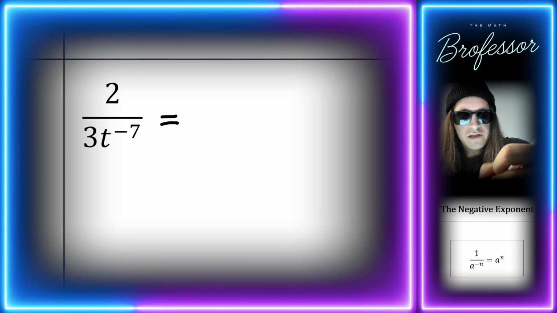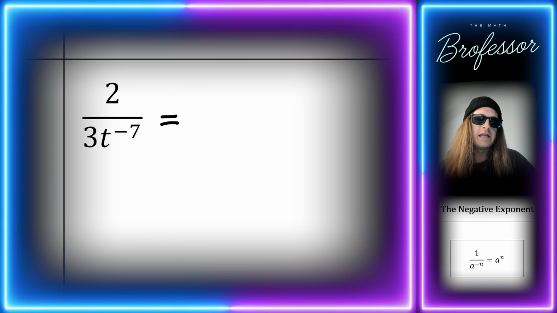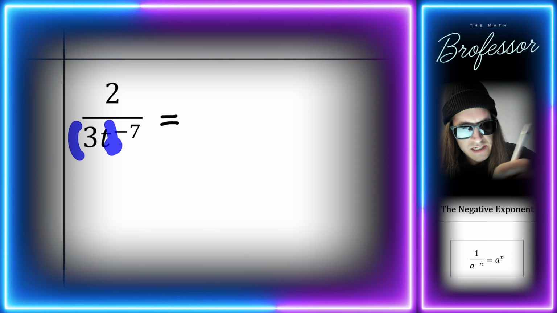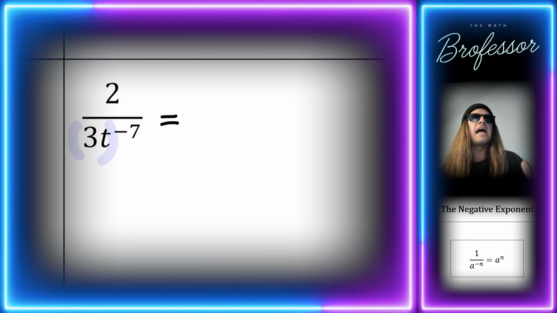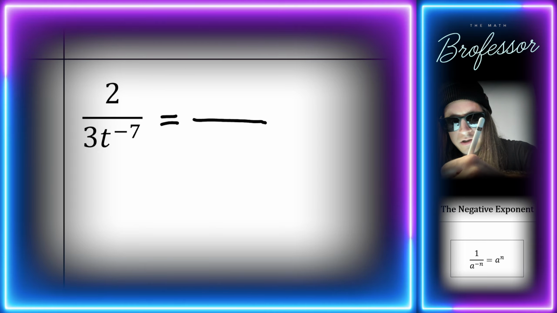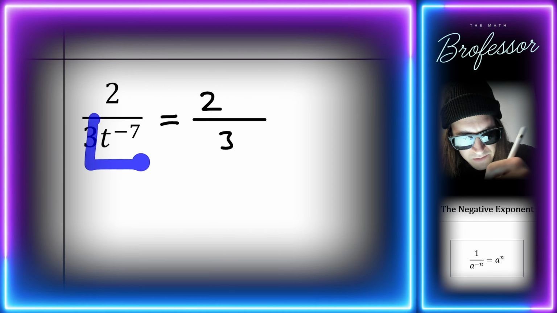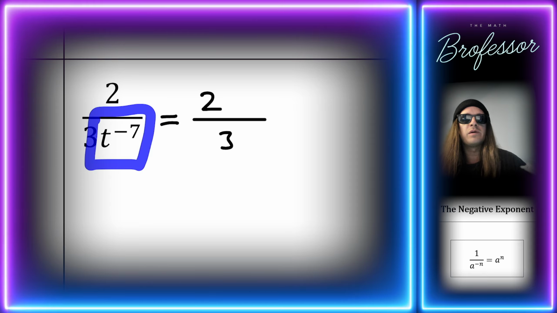Here's the situation. This -7 and this 3 are not connected. They have nothing to do with each other. If there were parentheses around the 3 and the t, then yes, that 3 would also be part of the reciprocating process. But the 3 and the 2 are just there. They're just hanging out. Don't move the 2 and the 3. It is only the t that has the negative exponent, and that's what needs to reciprocate.